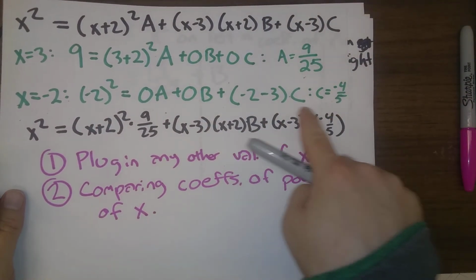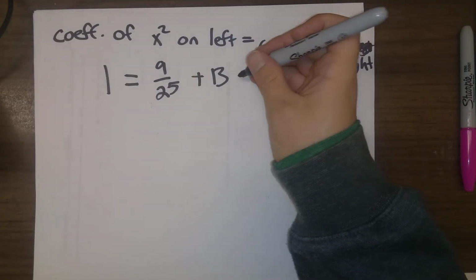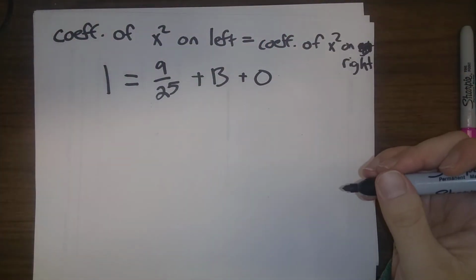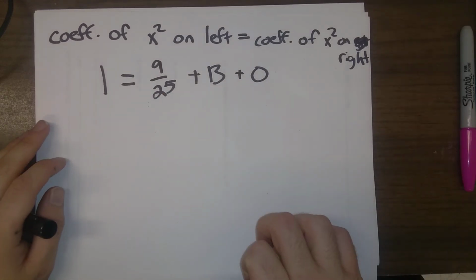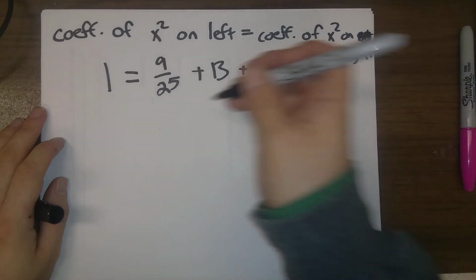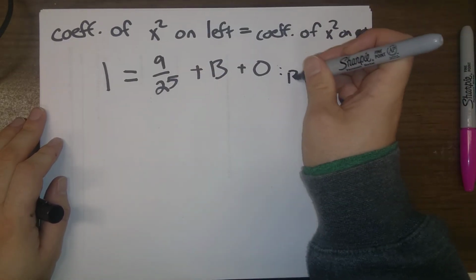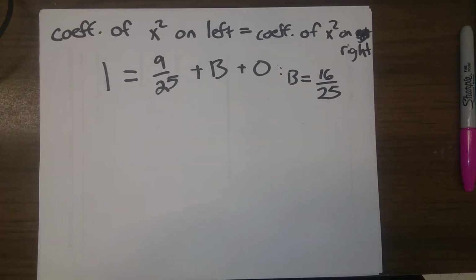And there's no x squared there, so that's plus 0. And so we conclude that we have the equation 1 is equal to 9 over 25 plus b plus 0. So b is 16 over 25, solving for b in that case.